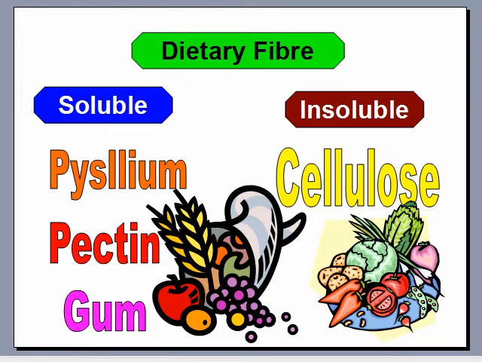There are two types of dietary fiber. There is the soluble and insoluble fiber. For soluble fiber, there's psyllium, pectin, and gum, whereas for insoluble fiber, there's only cellulose.